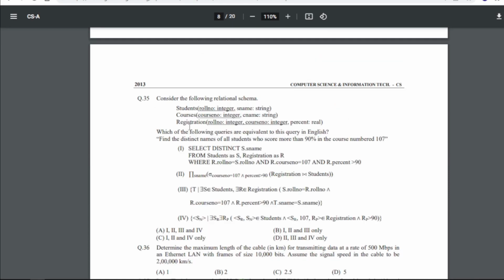35th: consider the following relation schema: student, roll number is an integer, S name is a string, course is also given, registration is also given.